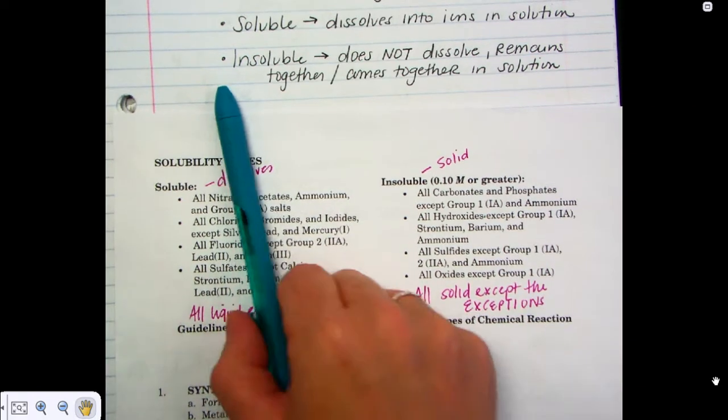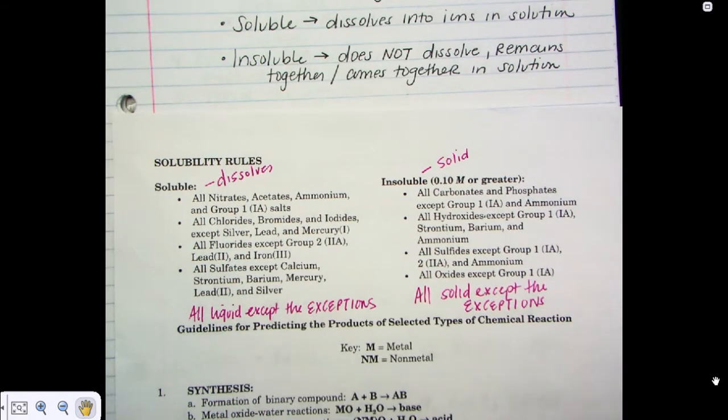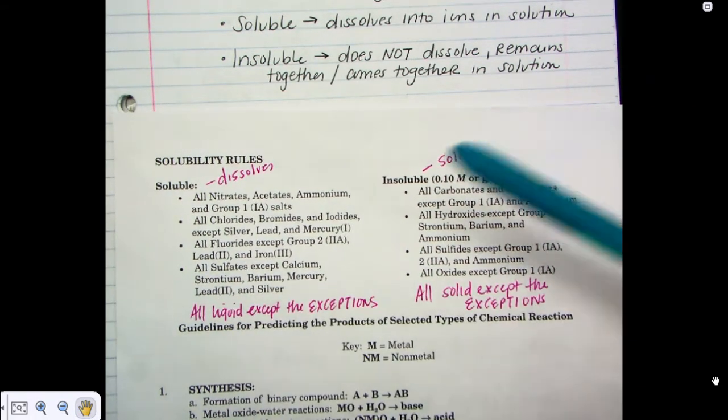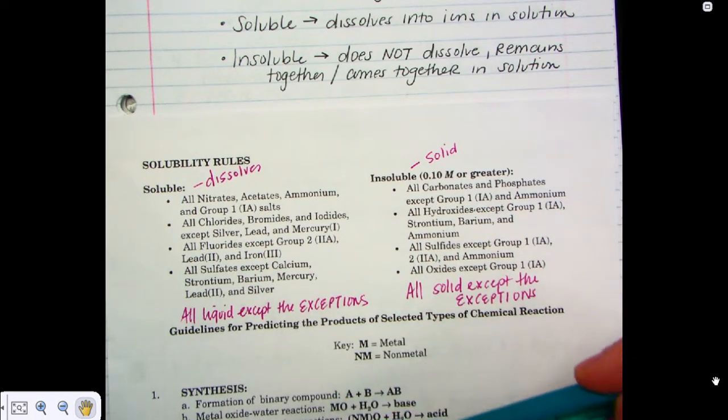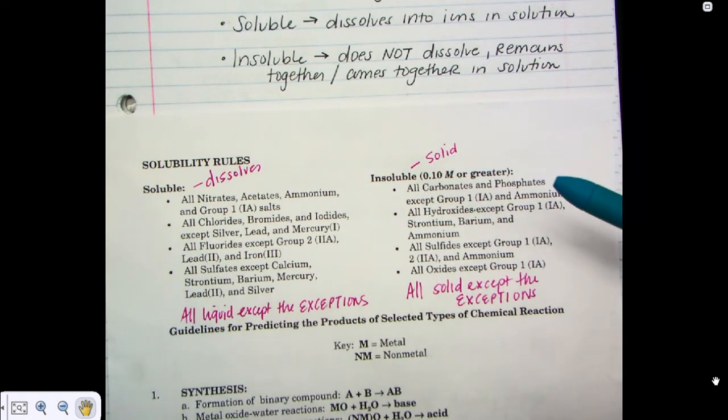So on our reference packet, we have our list of solubility rules. We have things that are generally soluble in all quantities and all forms, and then things that are insoluble that are generally going to be solid. And I say generally because to some extent, and sometimes that is a very, very small extent, everything is at least a tiny little bit soluble. Some things are just significantly more soluble than others.